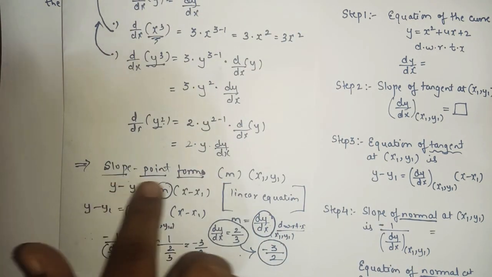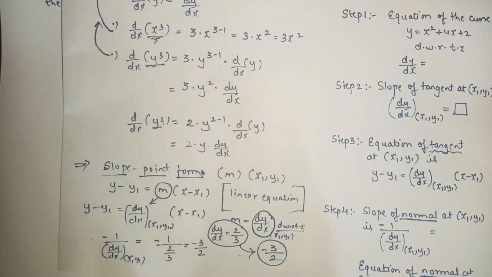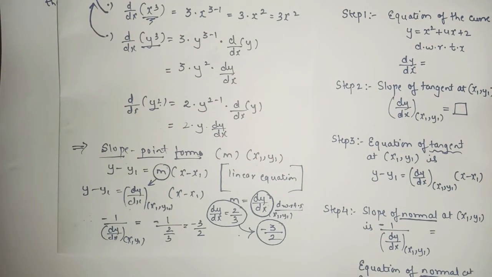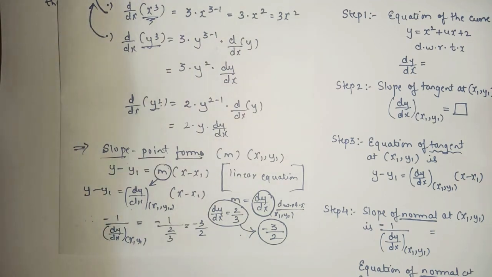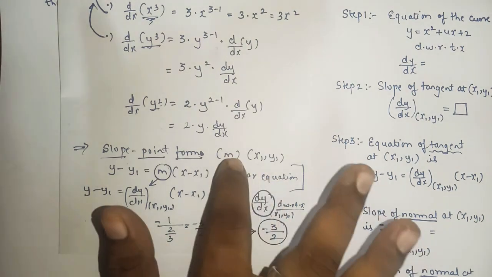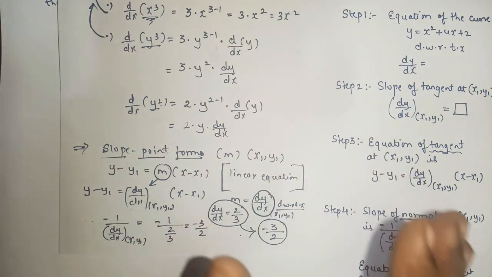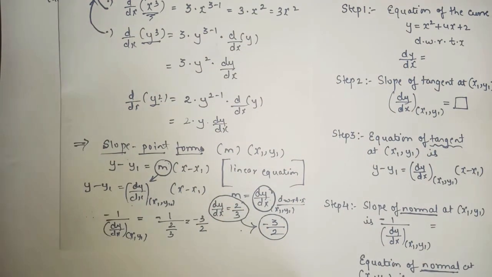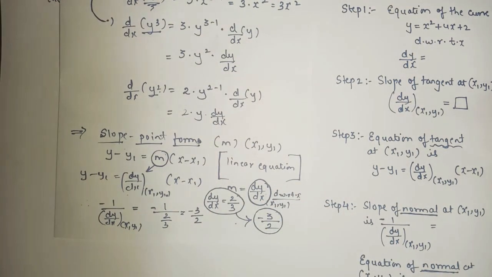I hope you all might be knowing the slope point form formula. It was y minus y1 equal to m times x minus x1. Just your m is replaced by what? dy by dx. And x1 y1 is the point through which the line passes. So here m, which we used to say slope till 10th standard, is replaced by dy by dx. Here m and dy by dx are actually one and the same.